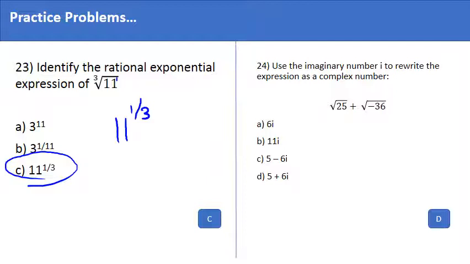Next, we're going to use the imaginary number to rewrite the expression as a complex number. So first we have the square root of 25, that is 5, plus, so we have the square root of negative 36. So we know we need that i. Then you can take the square root of 36, and the square root of 36 is 6. So we have 5 plus 6i as our answer.